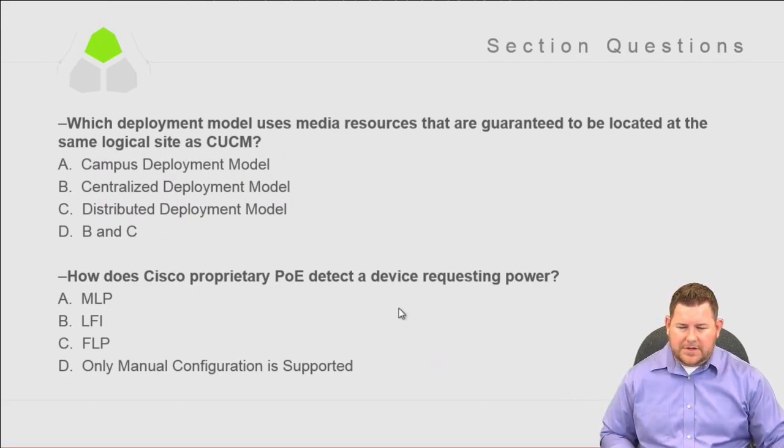All right. So which deployment model uses media resources that are guaranteed to be located at the same logical site as CUCM? So that's either campus deployment model, centralized deployment model, distributed deployment model, or both B and C.